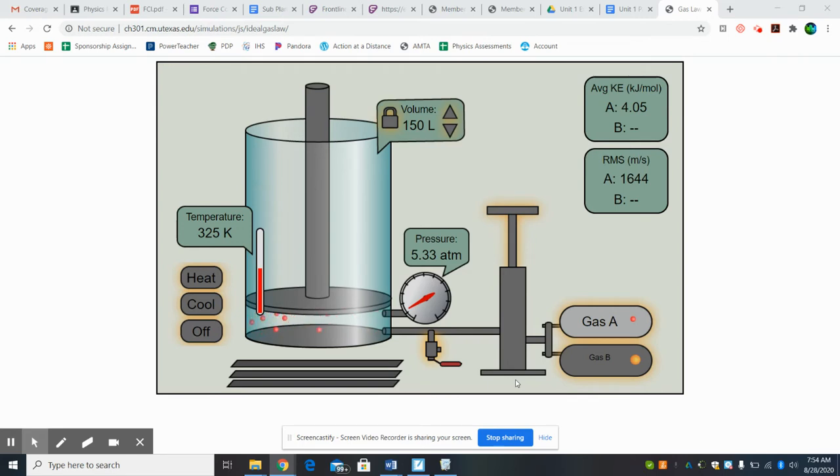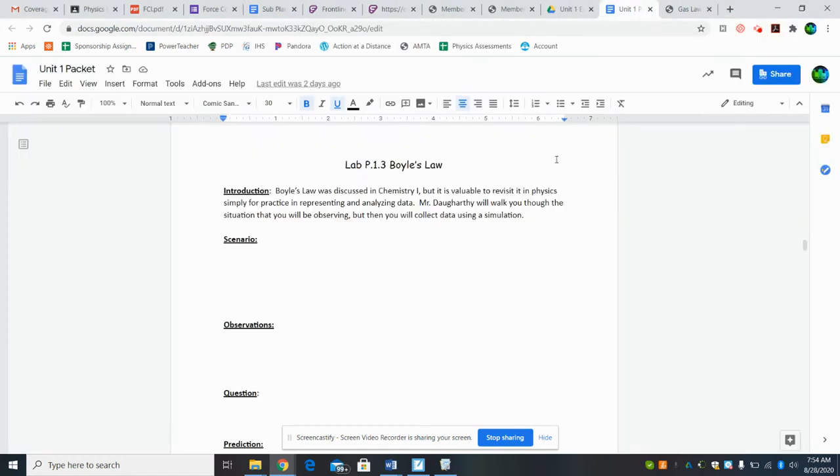So this is what you'll be doing today, after you get done with the survey. This is lab P.1.3, Boyle's law. This is a lab that you did with a physical syringe and a gas pressure sensor in chemistry. There's a reason we're doing it again in physics, but that will be discussed next week.